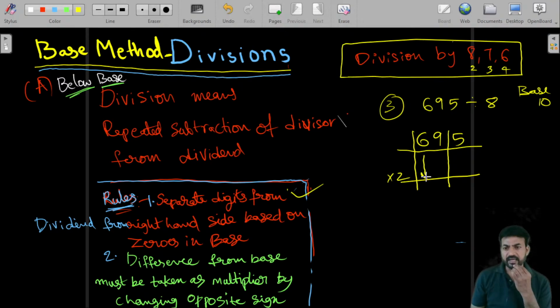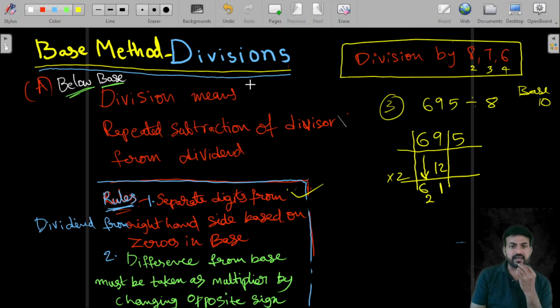Bring down 6 directly. 2 sixes are 12. So 19 plus 12 is 21. 1 here, 2 carried over. Now you have to multiply two 21s, not just two ones. We got 21 here. 1 is here, 2 is a carryover.